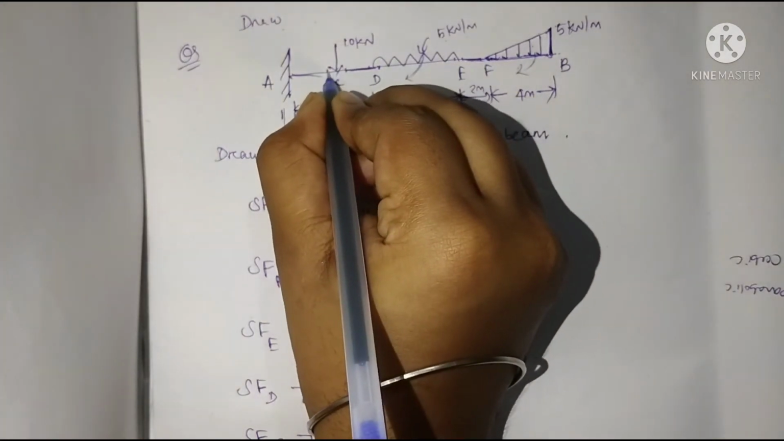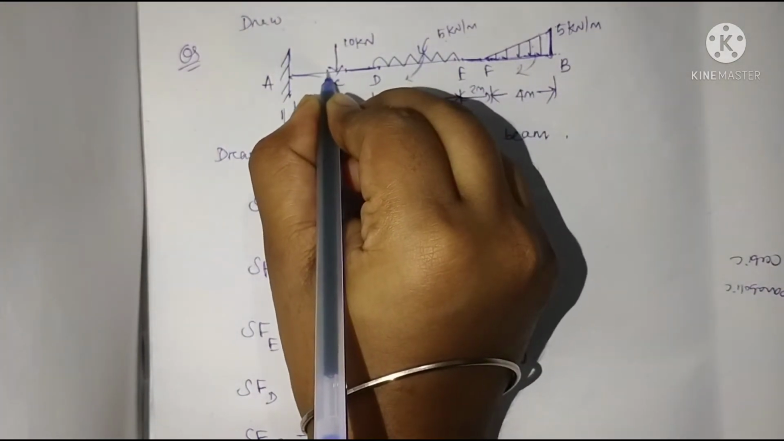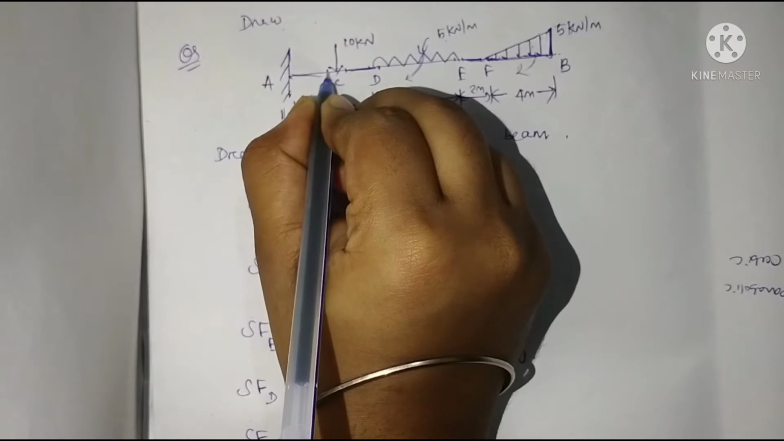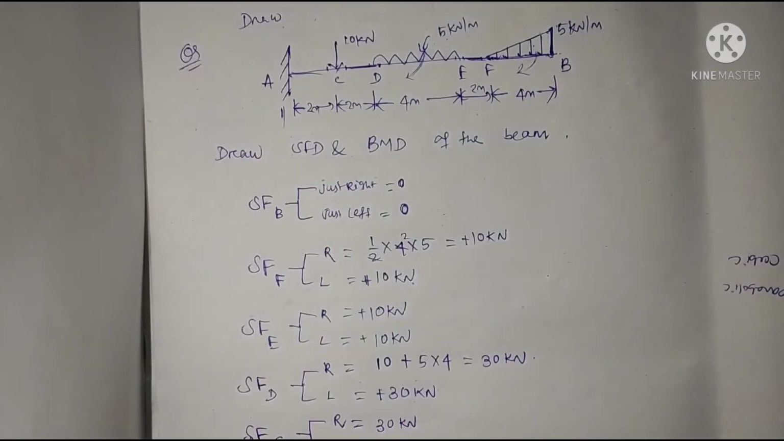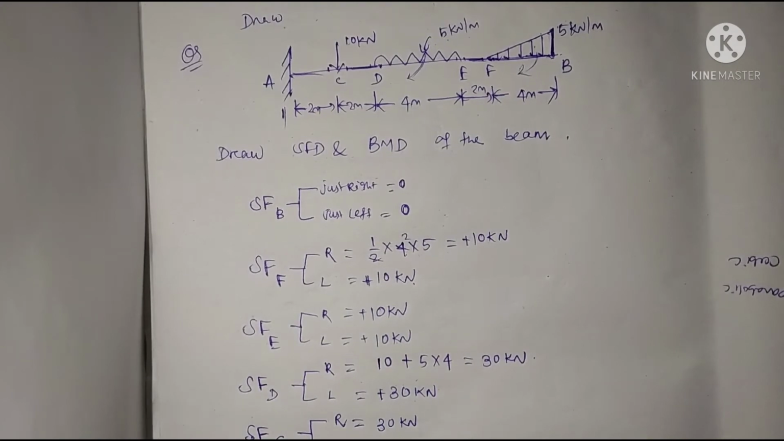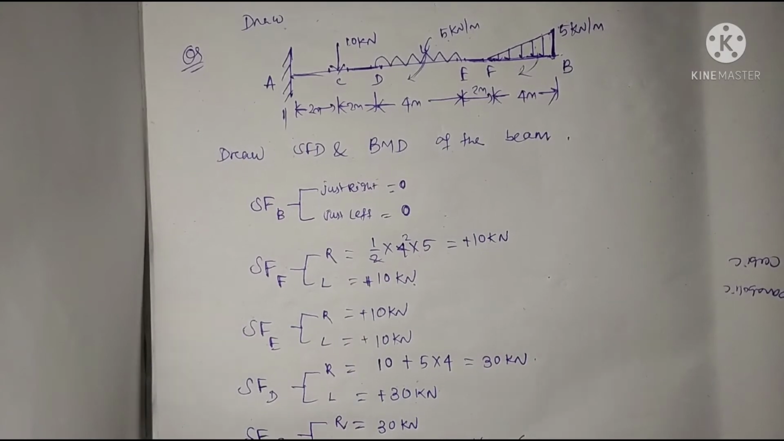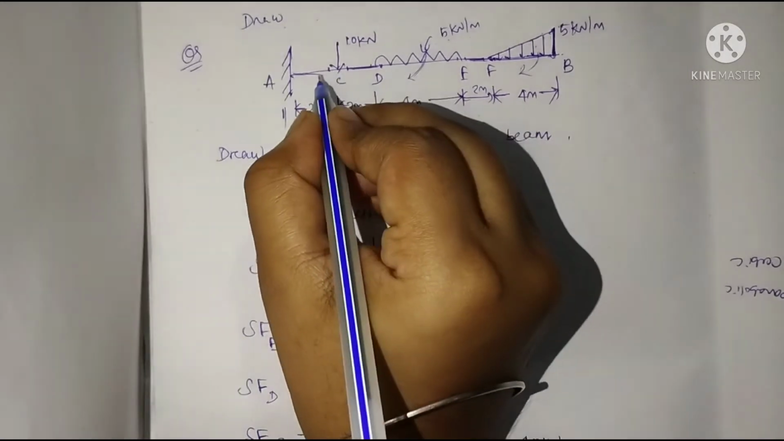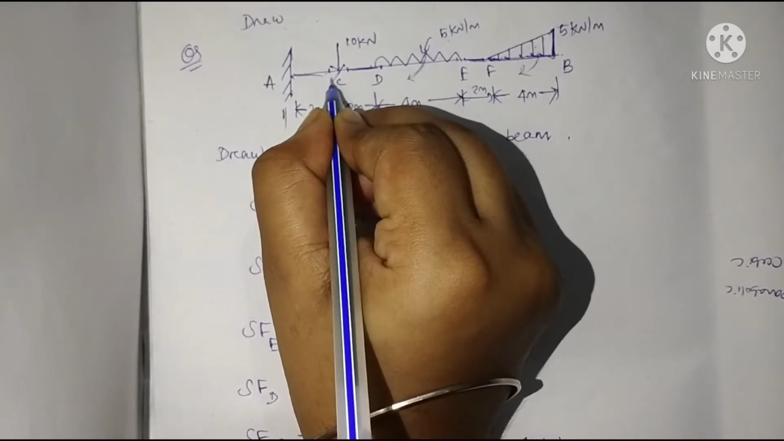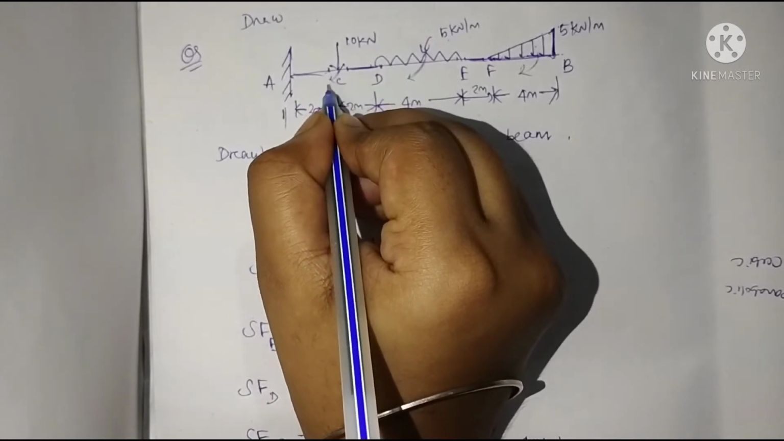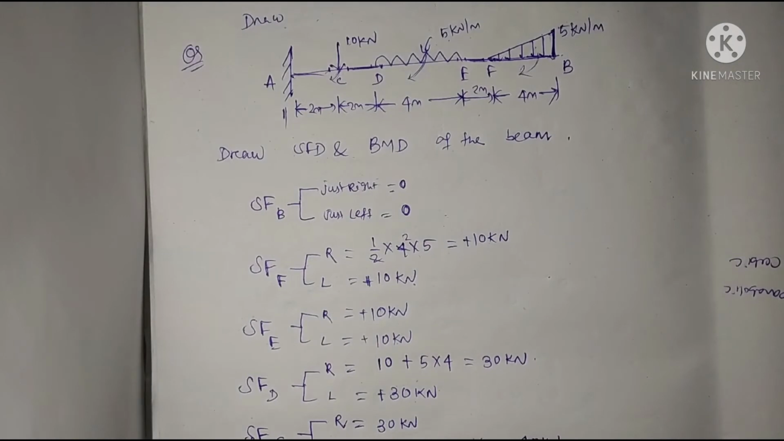And at this point, just to the left, the value of shear force will change. That is how much? 30 kilonewton plus 10 kilonewton, so it should be 40 kilonewton. And about this point, this force gives a clockwise moment, so it will be positive. Okay, take it positive. This is 40 kilonewton.